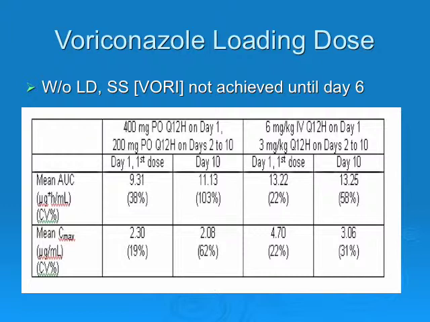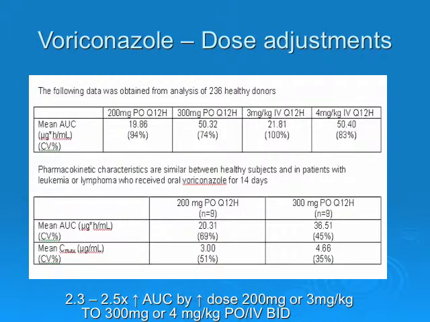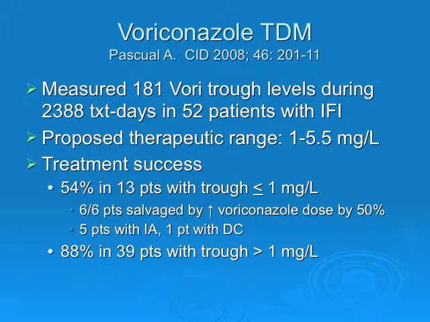This is just some data supporting the fact that loading doses, either oral or IV, get you to a steady state concentration much faster. Otherwise, you have to wait till day 6. This is what I mentioned before. If you increase your dose from 200 milligrams to 300 milligrams BID, you increase your area under the curve about 2.3 to 2.5 fold. So it's important to realize that we don't want to just double or triple our voriconazole doses willy-nilly.